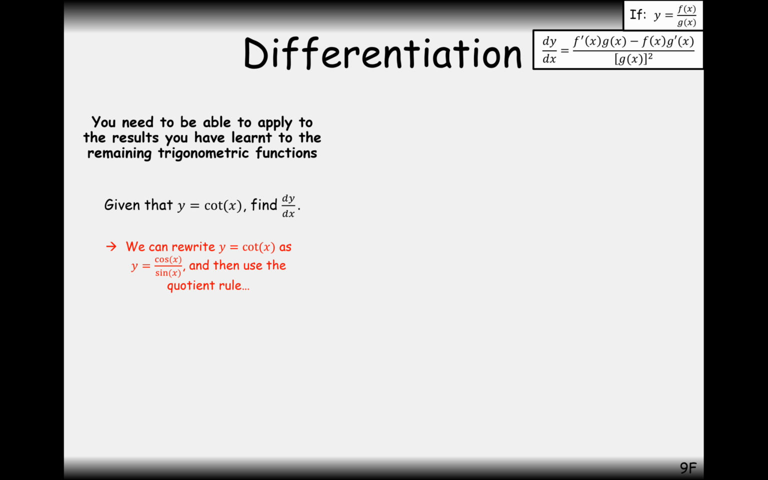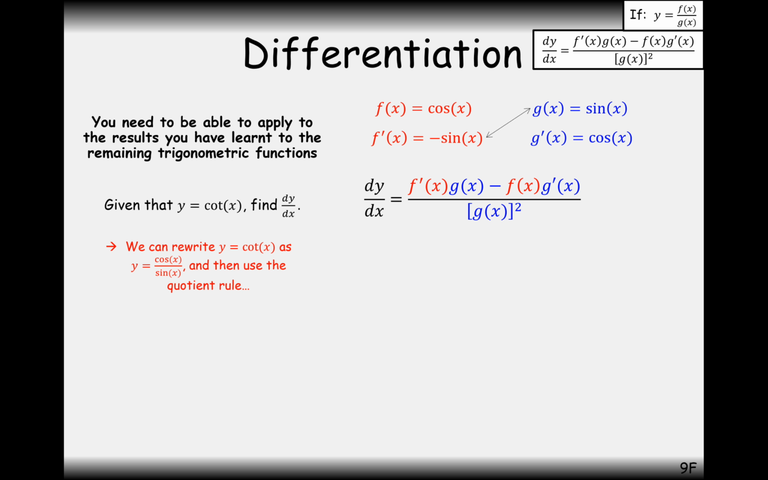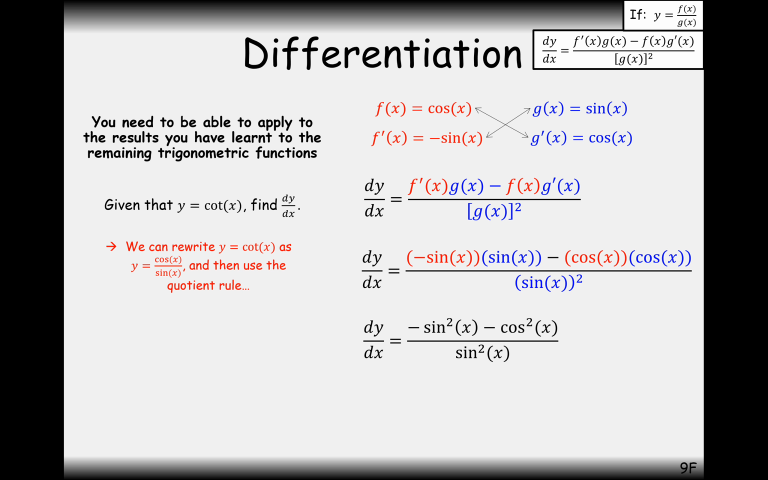And the final one is cot. You would rewrite this as cos over sine. So the f function differentiated gives you minus sine, and the denominator is sine x, so g of x is sine x. Differentiate that, you get cos x. And now apply the quotient rule. The f function differentiated times g minus the f function times the derivative of g, all over the g function squared. And in this case we're going to get minus sine squared minus cos squared all over sine squared.